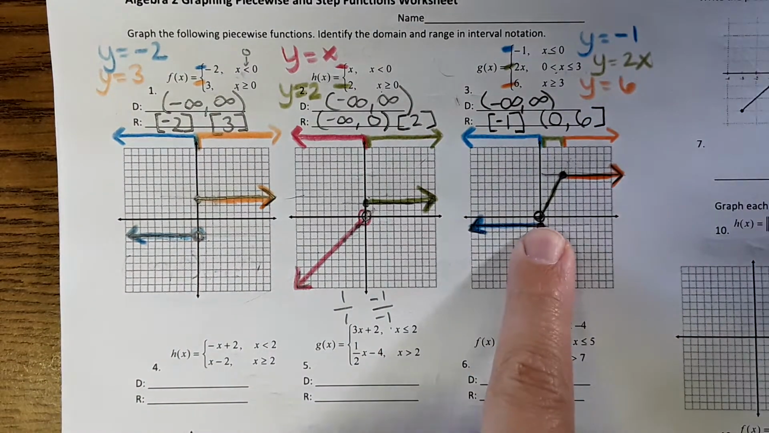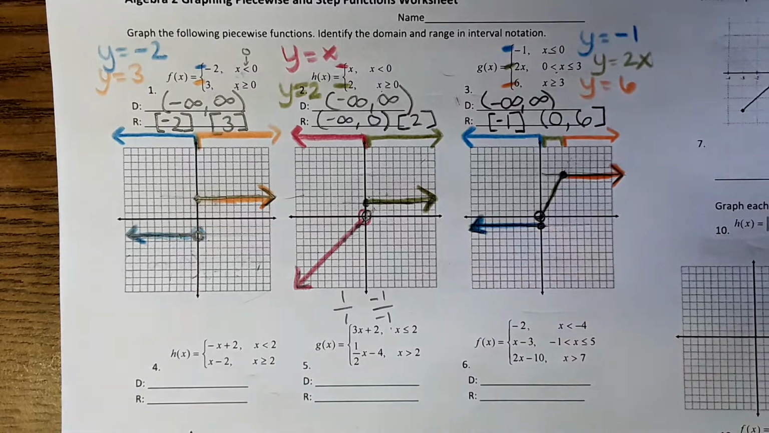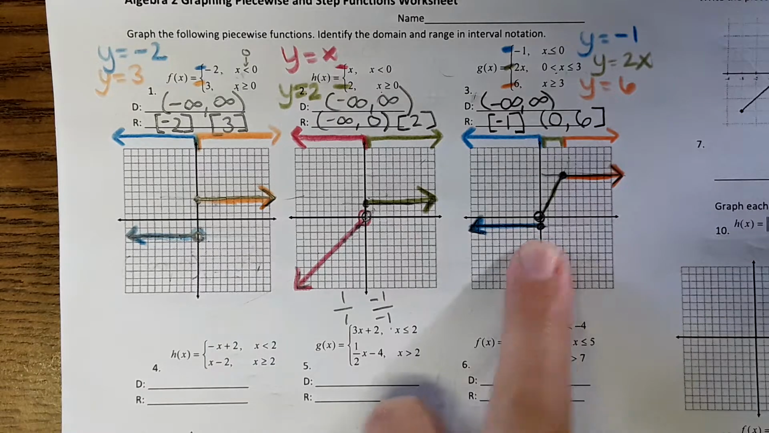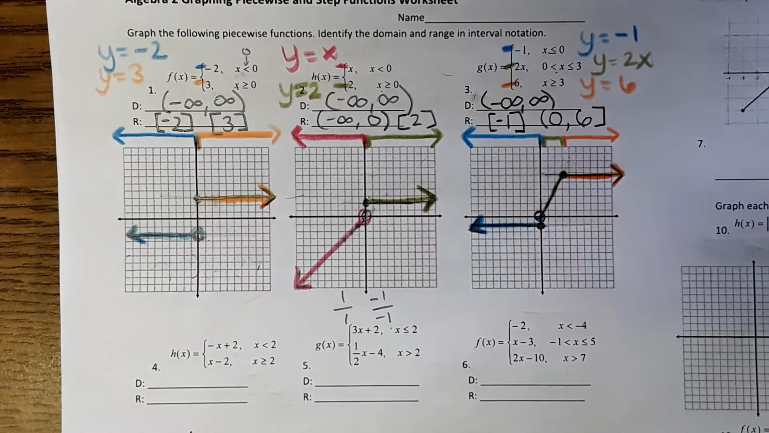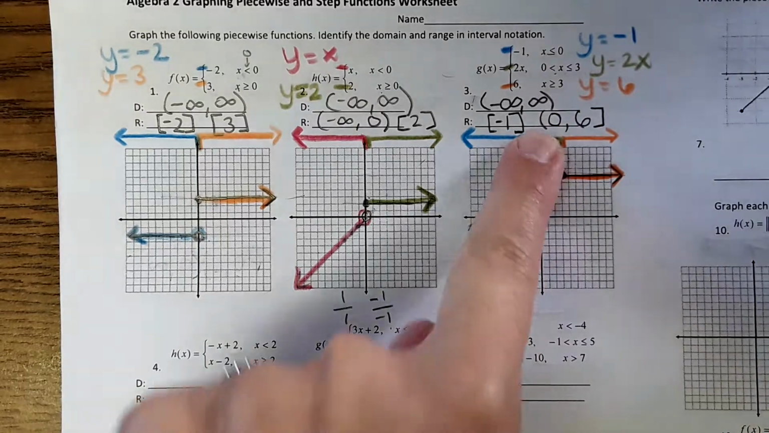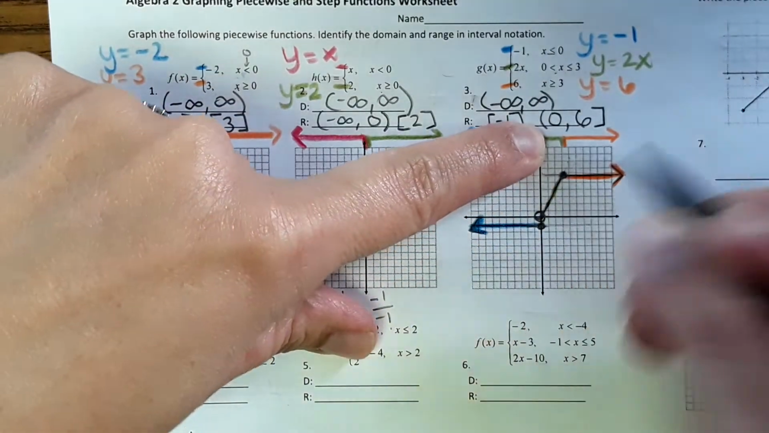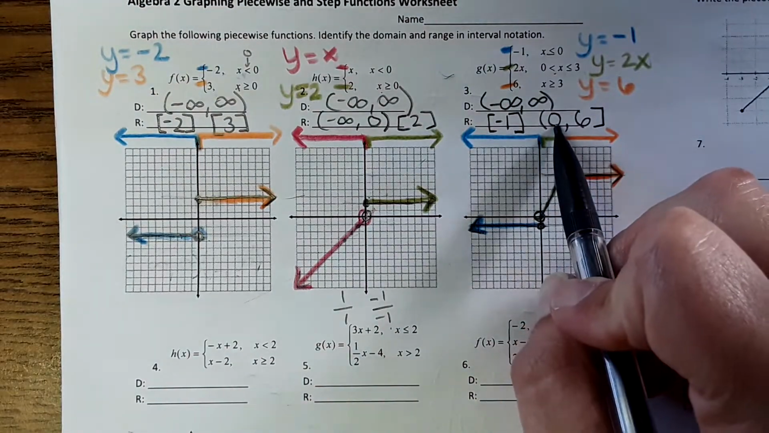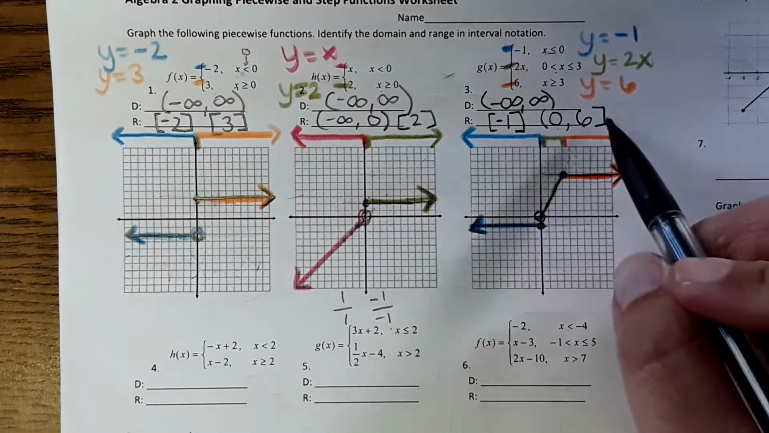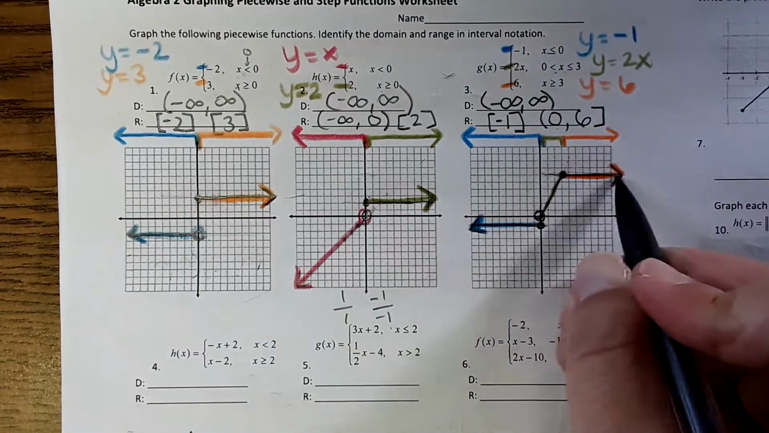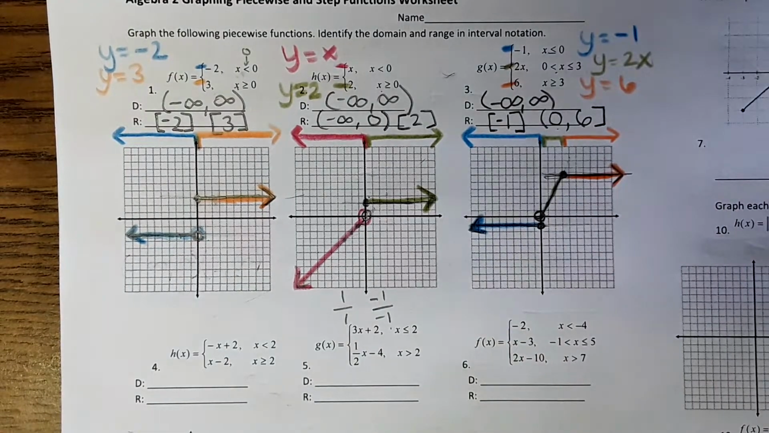Because it's open dot at 0. I'm second guessing myself. Why is there parentheses on one end and a bracket on the other? No, because 0 has an open dot, so that means it doesn't technically include 0. It's like everything above 0. And then 6 has a bracket because it includes 6.